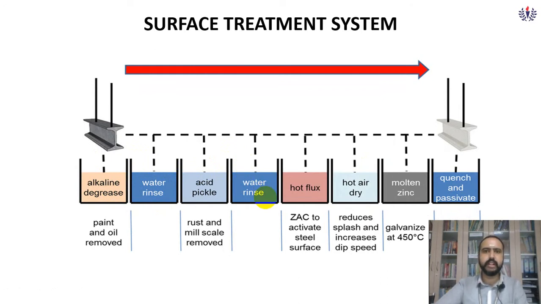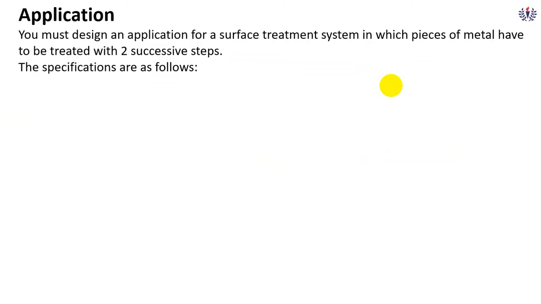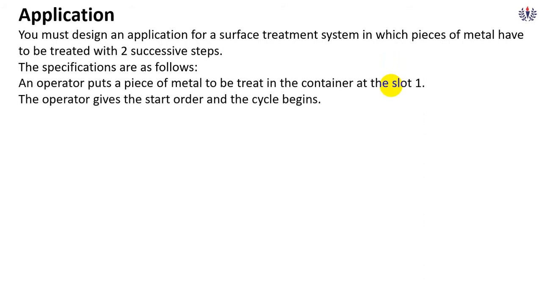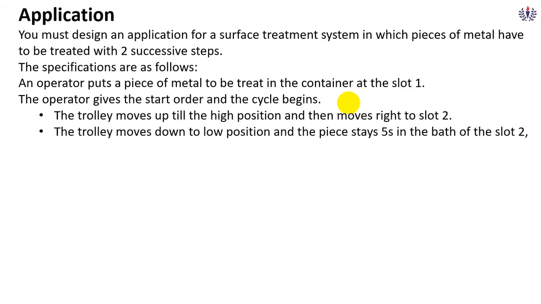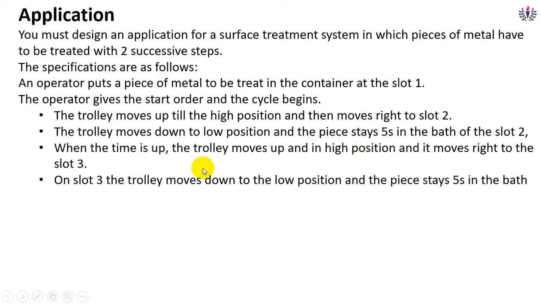So we are going to discuss the system required for automation of this trolley. This trolley is going to be automated by using the SFC, that we are going to see. For that we have an application. In this application the surface treatment system has to be executed in consecutive steps. The operator puts the piece of metal in the container, that is slot 1. The trolley moves up to the high position, moves to the right and goes to slot 2. At slot 2, it stays in the low position for 5 seconds. After the time delay is reached, it moves in the high position to the right to slot 3.